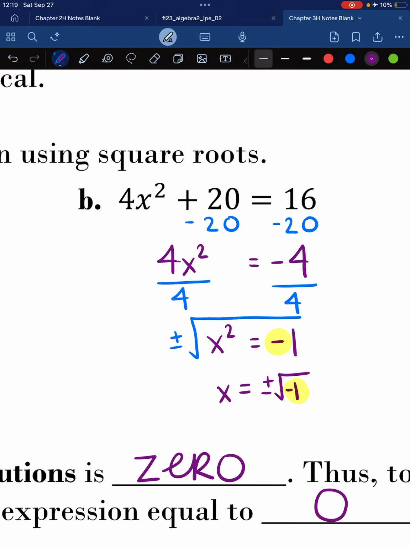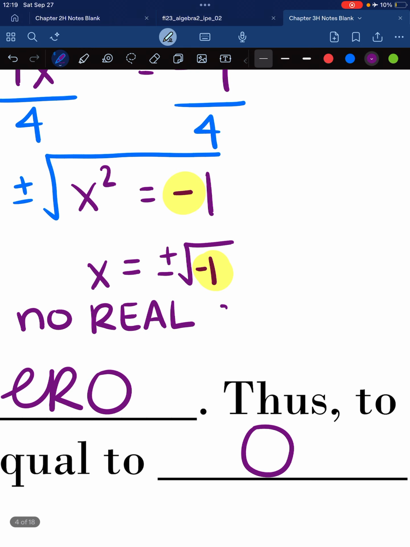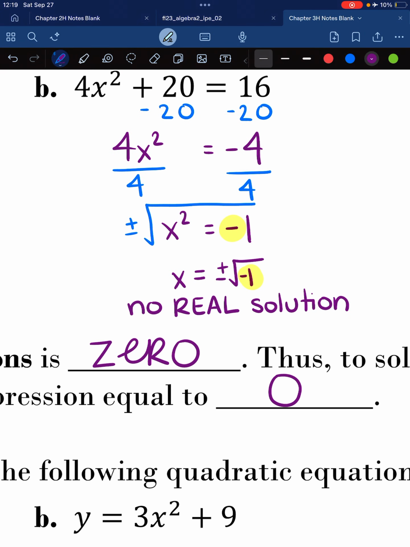If you tried typing this in your calculator without the plus or minus sign, there's no plus or minus in your calculator, you end up with an error that tells you that there's no real solution. So that's what we're going to write when this happens right now. We're going to write no real solution. We are not going to write no solution because there actually is a solution. It is just not a real number. And we're going to talk about that very soon.